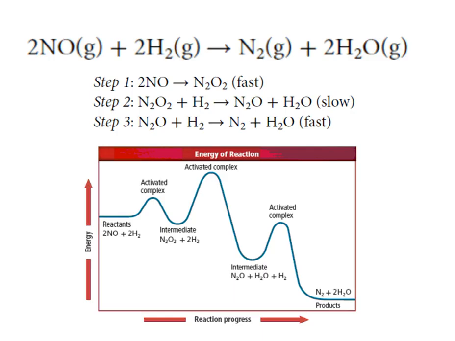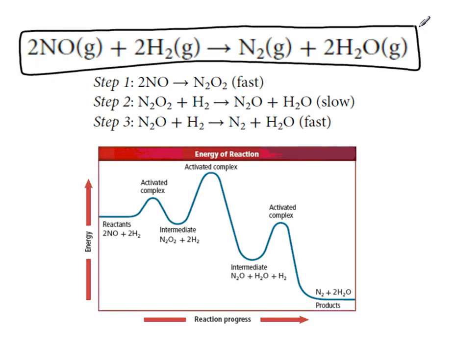So here's another example of a proposed reaction mechanism. We have a big overall equation up at the top here. And this time there's 3 steps that are proposed for this reaction mechanism. Step 1, step 2, step 3. But what's different this time, now we have some indication about the speed. So here in brackets we have fast for step 1 and 3. They're faster compared to step 2, which is indicated as slow.